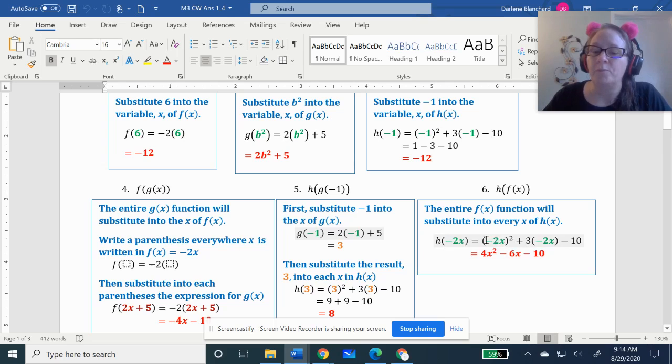For h is x squared plus 3x minus 10. So everywhere I have that x, I substitute in negative 2x. And a reminder, this parentheses right here, that negative 2 and the x are all being squared. So it's negative 2x times another negative 2x to give me positive 4x squared.